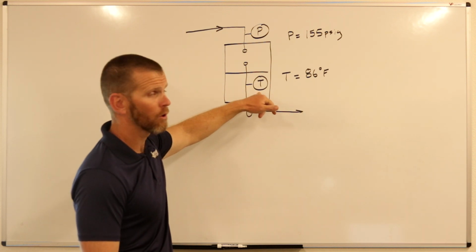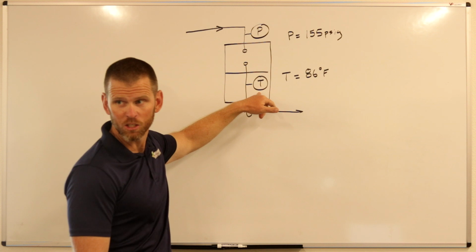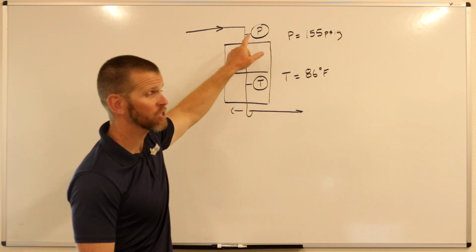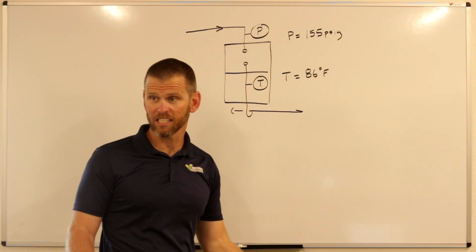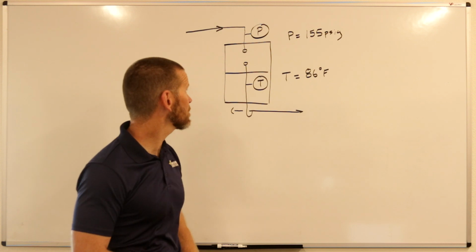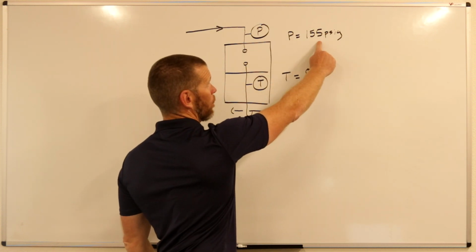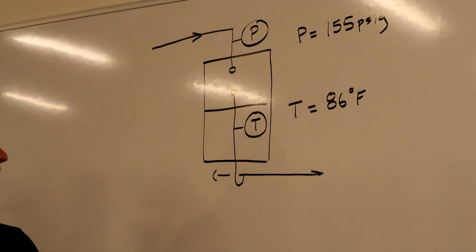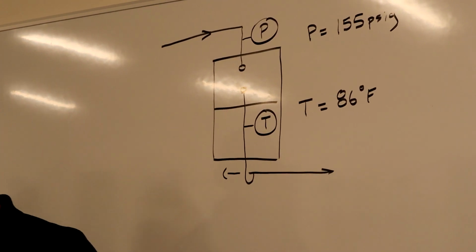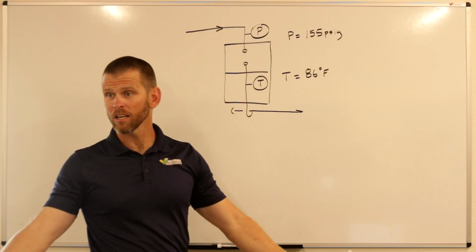We have a thermometer installed in the condenser drain pipe and a pressure gauge on the high stage discharge pipe entering the condenser. Let's say we've measured the pressure gauge reading 155 psig and our thermometer is reading 86, and we're asked to figure out, is there non-condensable gases?